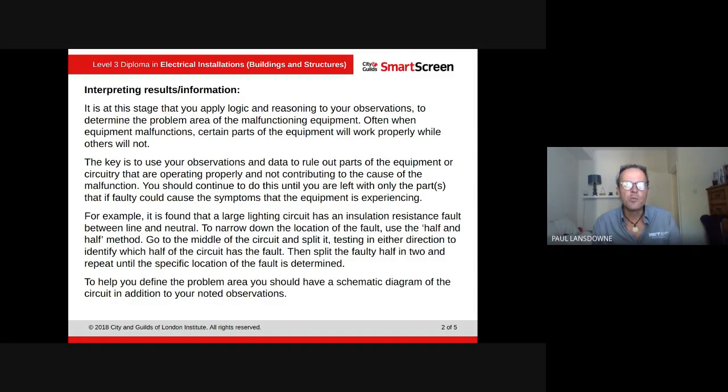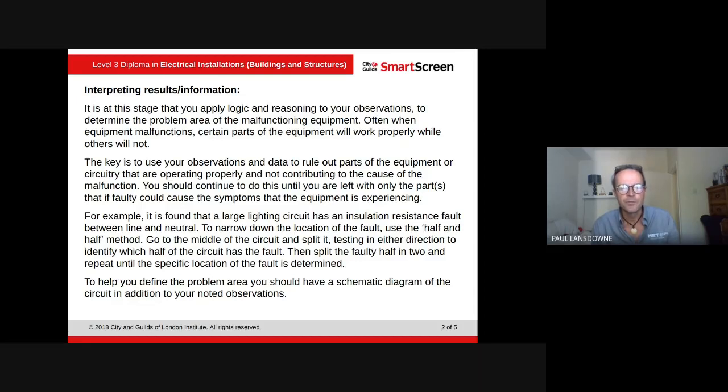It is at this stage you apply logic and reason to your observations to determine the problem area of the malfunctioning equipment. Often when equipment malfunctions, certain parts of the equipment will work properly while others will not. The key is to use your observations and data to rule out parts of the equipment or circuitry that are operating properly and not contributing to the cause of the malfunction. You should continue to do this until you're left with only the parts that, if faulty, could cause the symptom that the equipment is experiencing.